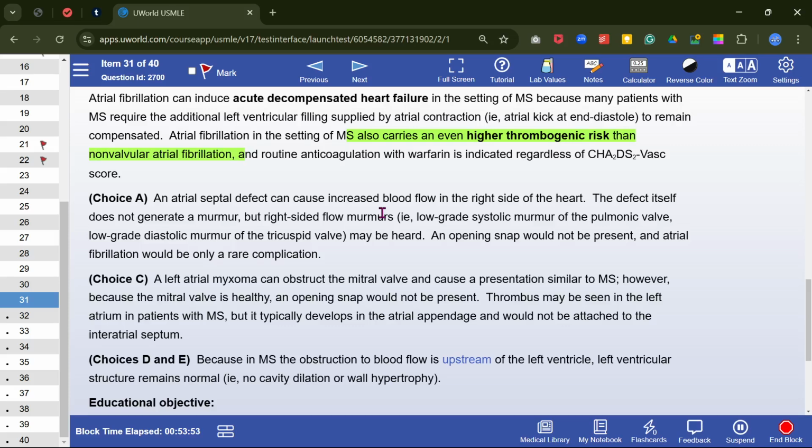And option C, left atrial myxoma can obstruct the mitral valve and cause a presentation similar to MS. However, because the mitral valve is healthy, an opening snap would not be present. Thrombus may be seen in the left atrium in patients with MS, but it typically develops in the atrial appendages and would not be attached to the interatrial septum.